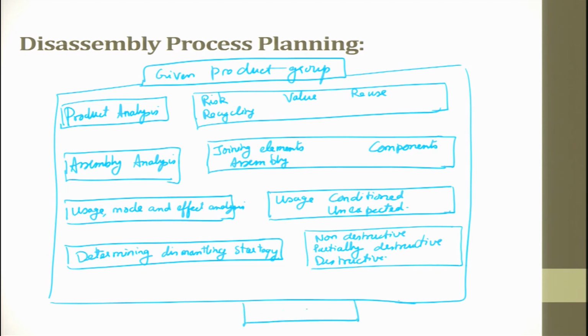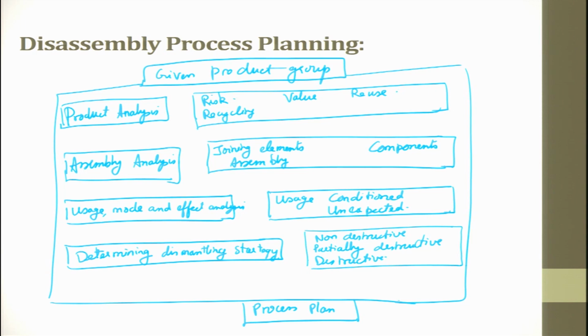So, these are all the process plans which we do from the dismantling point of view. We take a given product group, and then we do product analysis, assembly analysis, usage mode and effect analysis, and determining dismantling strategy. So, these are all the components involved when we do the dismantling process plan. We have a process plan for fabrication, a process plan for assembly, and also a process plan for disassembly. When we do disassembly, risk, reuse, value and recycle are very important components.